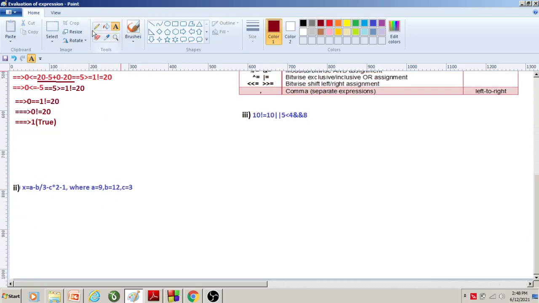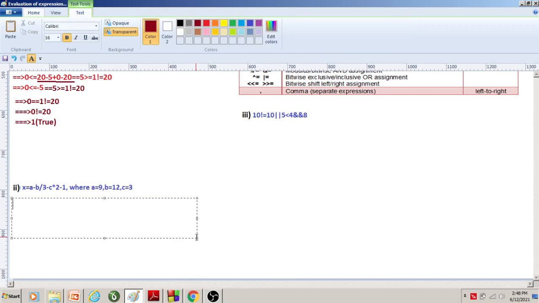So let us evaluate this expression. Here we have x equal to a minus b divided by 3 minus c into 2 minus 1, where a equal to 9, b equal to 12, and c equal to 13. So let us substitute our values. This becomes 9 minus 12 divided by 3 minus 3 into 2 minus 1. So after substituting the corresponding values, this is our expression.